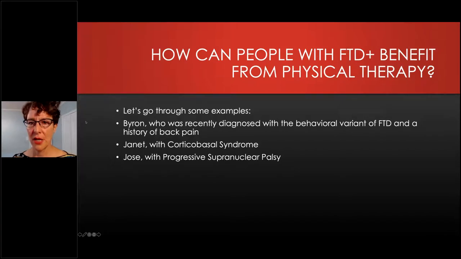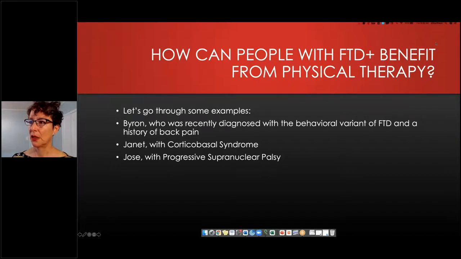But from a specific standpoint, let's talk about how people with FTD can benefit from physical therapy. Let's look at some examples. We have Byron, who was recently diagnosed with the behavioral variant of FTD and has a history of low back pain. This could also be true for primary progressive aphasia, where the main problems related to the illness aren't necessarily motor, but that doesn't make you immune from having other orthopedic issues. The problems associated with the behavioral variant might make things a little more difficult to implement, and we're going to talk about that. Then we'll talk about Janet with corticobasal syndrome, and then Jose with progressive supranuclear palsy, looking at different problems associated with these variations of FTD and how we can intervene.